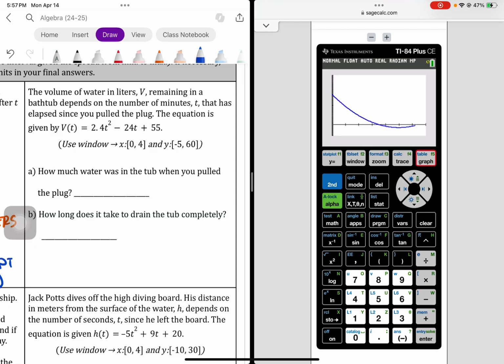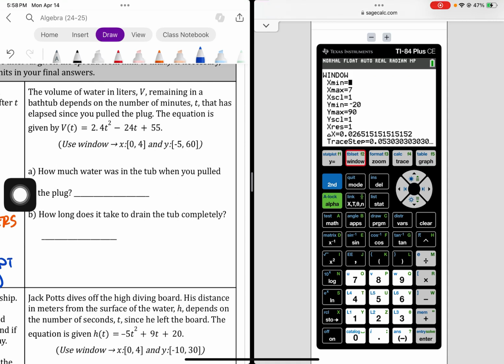Now we can click graph. Now, if you notice, we can still see it, but we need to see it just a little bit better. So what we're going to do is change our window. So going back to window. We want our minimum to be 0, but we want to go to only 4 because we saw too much.